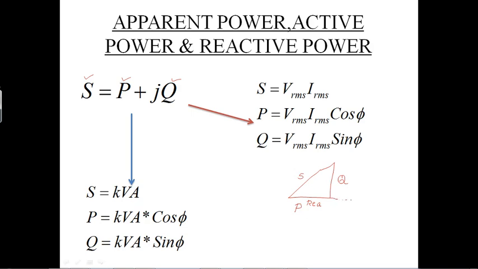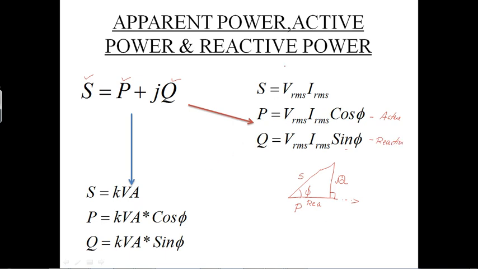As we have studied, what will the j operator do? If Q is like over here, if you rotate it in this way, you'll get a j rotation. So it's actually jQ. So P plus jQ will give you S. This is phi. VRMS into IRMS is equal to S. And if you multiply VRMS and IRMS by cos phi, I'll get P. If I multiply VRMS and IRMS by sin phi, I'll get Q. This is nothing but active power, and this is nothing but reactive power. Very important. So this is one relation.